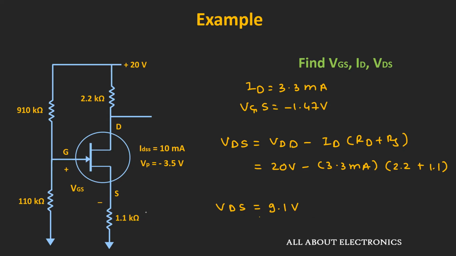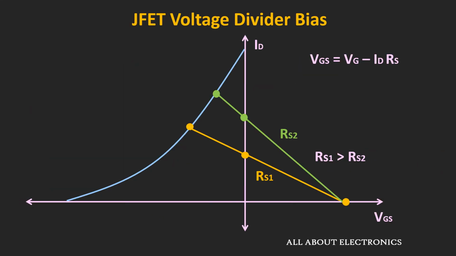Now suppose if we reduce the value of the source resistor RS, then what will happen? Well, as we reduce the value of RS, then the drain current will increase, because as you can see from this expression, when the voltage VGS is equal to 0, that means on this horizontal line, this drain current ID will be equal to VG divided by RS. So as the value of this source resistor reduces, then the slope of this line will increase. And because of that, the intersection of this load line with the transfer curve will occur at the higher point. That means as we reduce the value of this RS, then the drain current ID will increase.